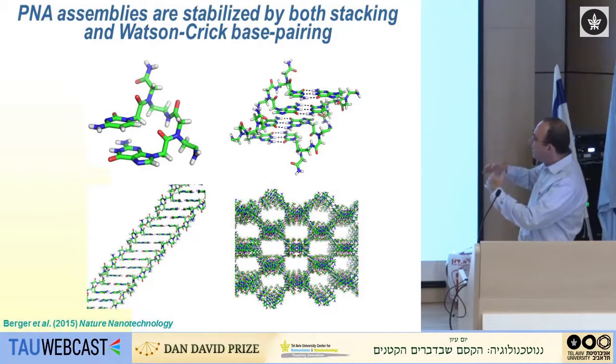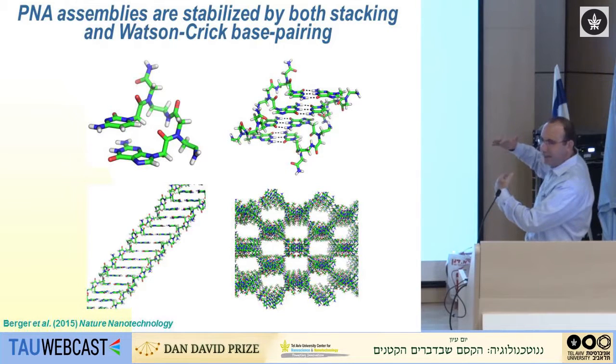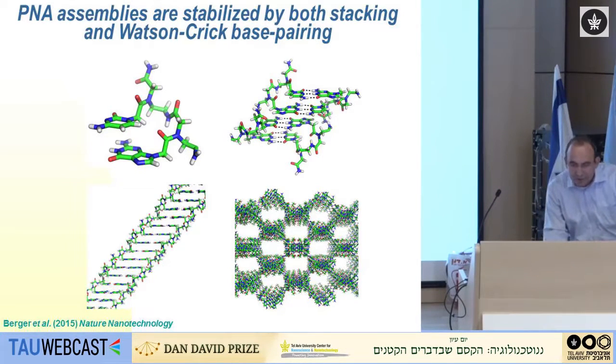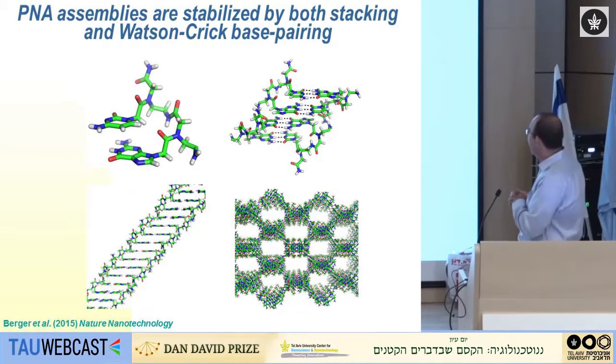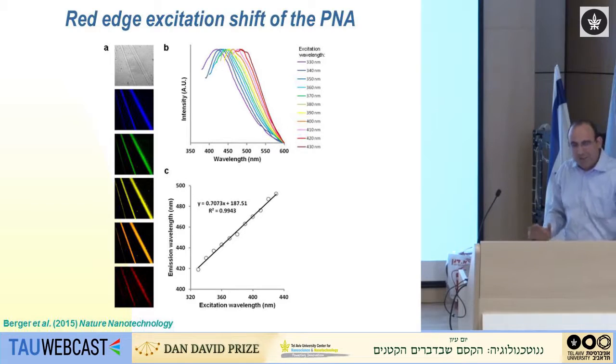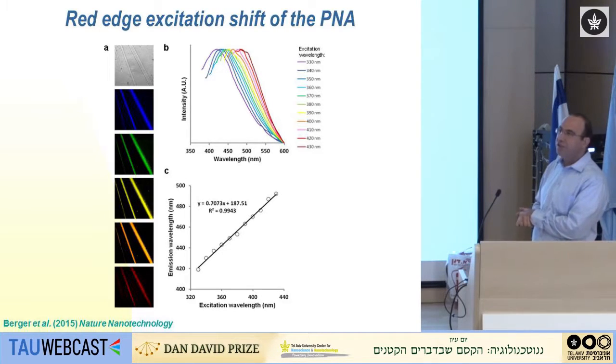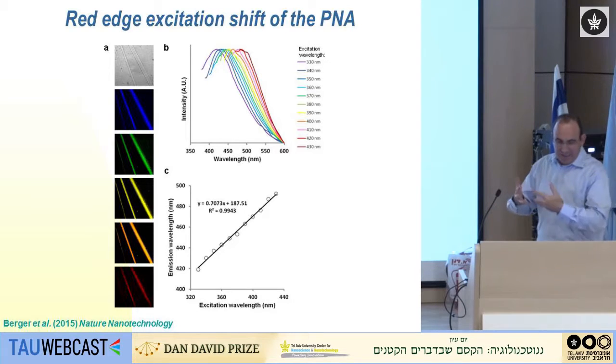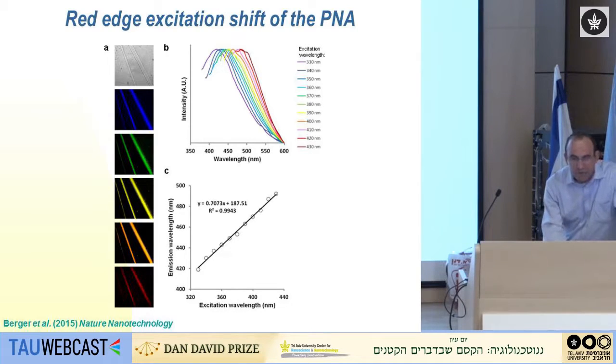When we solved the crystal structure of these assemblies, we discovered that what we had in mind really happened. On the one hand, we had the stacking, as we see with peptide-based structures, but we also get the Watson-Crick interactions between the bases, ending up in very dense materials. And when you get new structures, you also get new physical phenomena. We could see a phenomenon known as red edge excitation shift. This is seen in glassy materials and in graphene oxide, in which you have different emission based on the excitation wavelength.